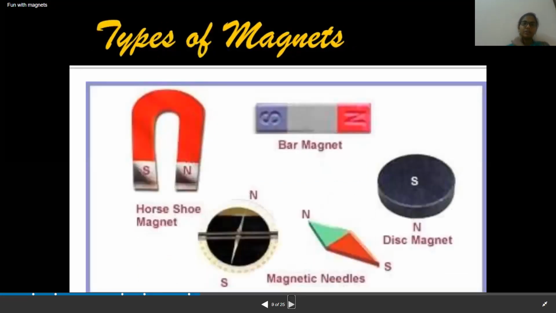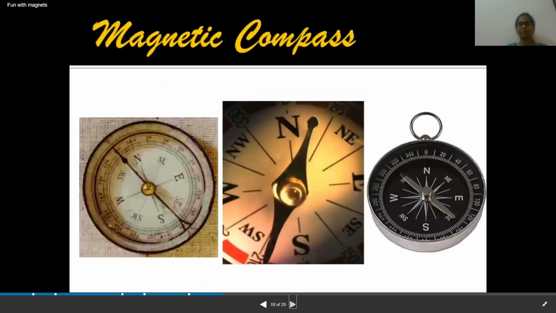And you can see here horseshoe magnet, bar magnet, magnetic needles, disc magnet. So all are different types of magnets. And here you see this is a compass box, how the magnetic compass works. Yeah, it's important actually for you from an exam point of view.